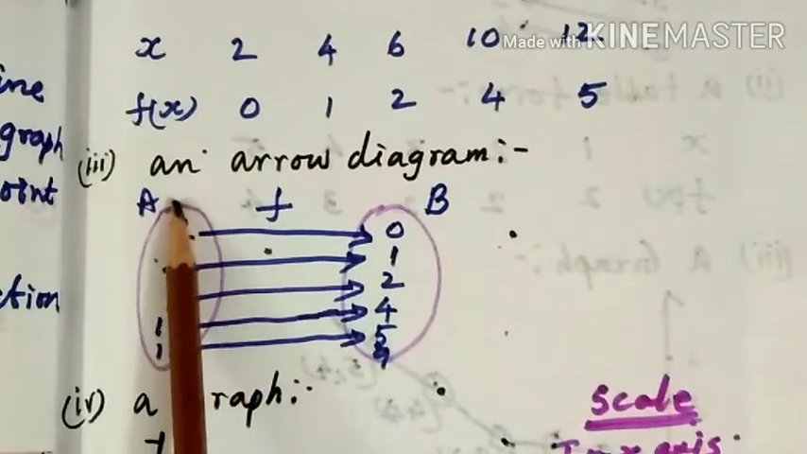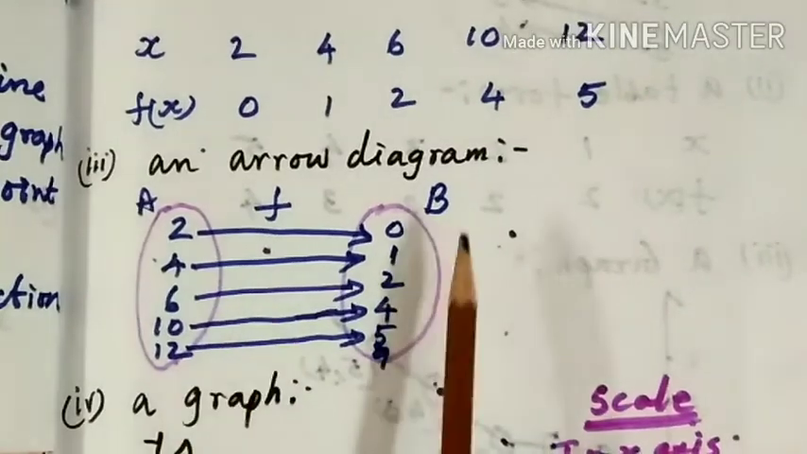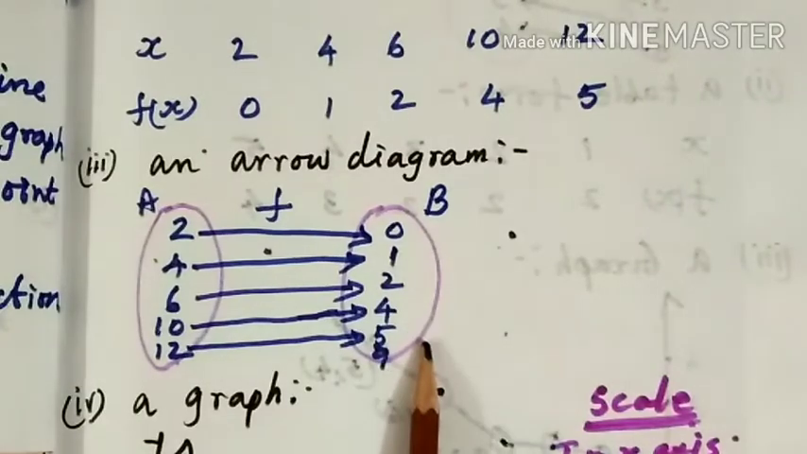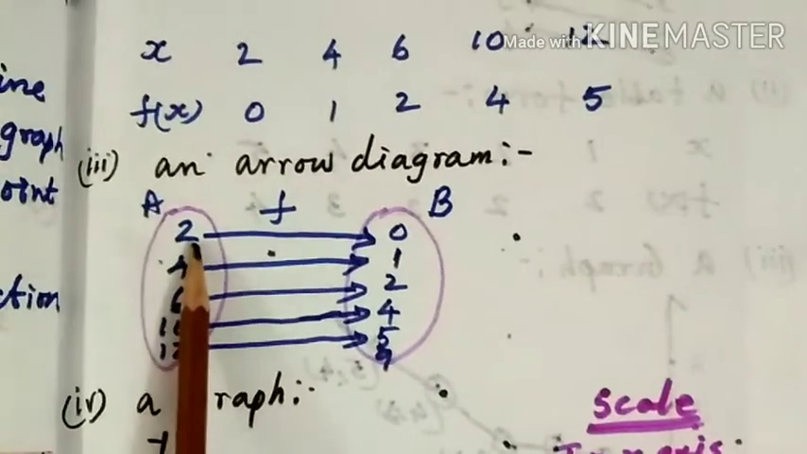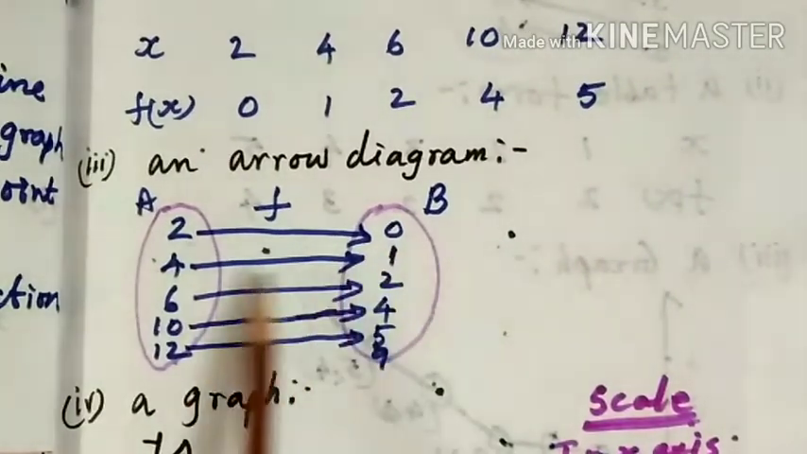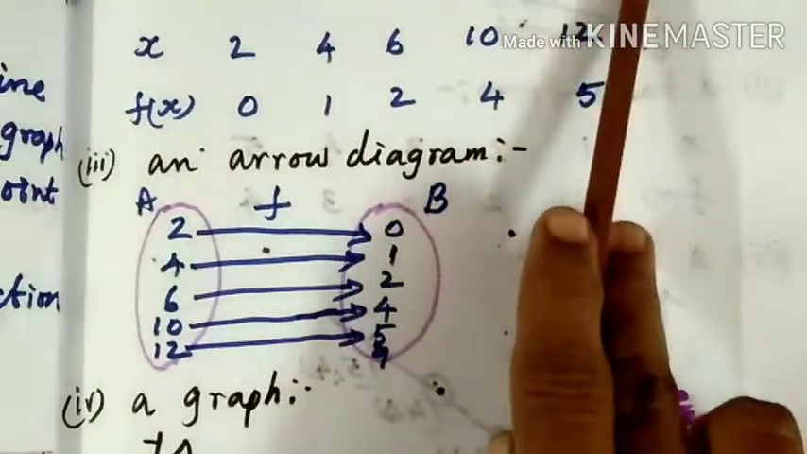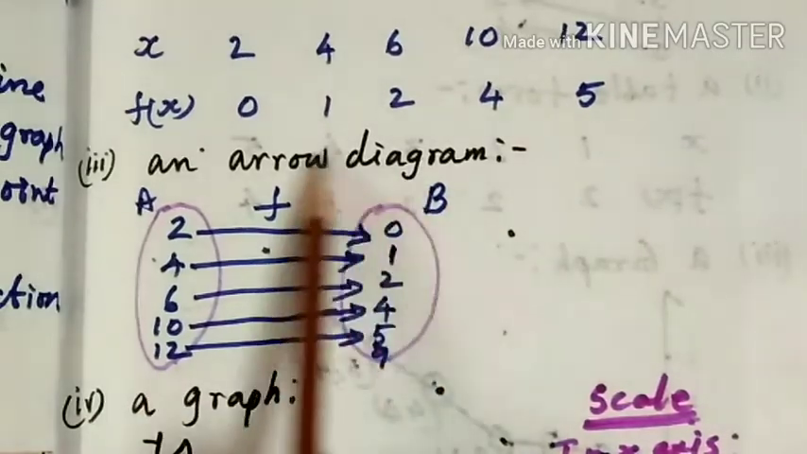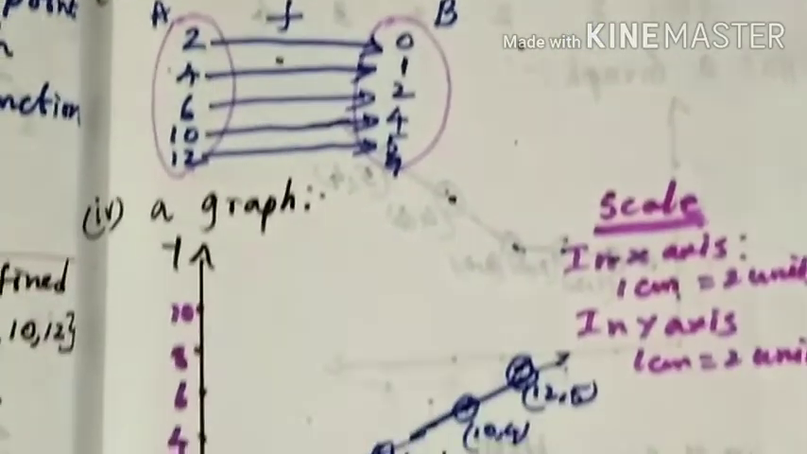Then third subdivision, an arrow diagram. For this, this diagram represents set A elements which are given in the question. Then this diagram represents set B elements, these are also given in the question. By using these ordered pairs, mapping these elements, we get 2 mapping to 0, 4 mapping to 1, 6 mapping to 2, 10 mapping to 4, as well as 12 mapping to 5. This is the arrow diagram for the given function.